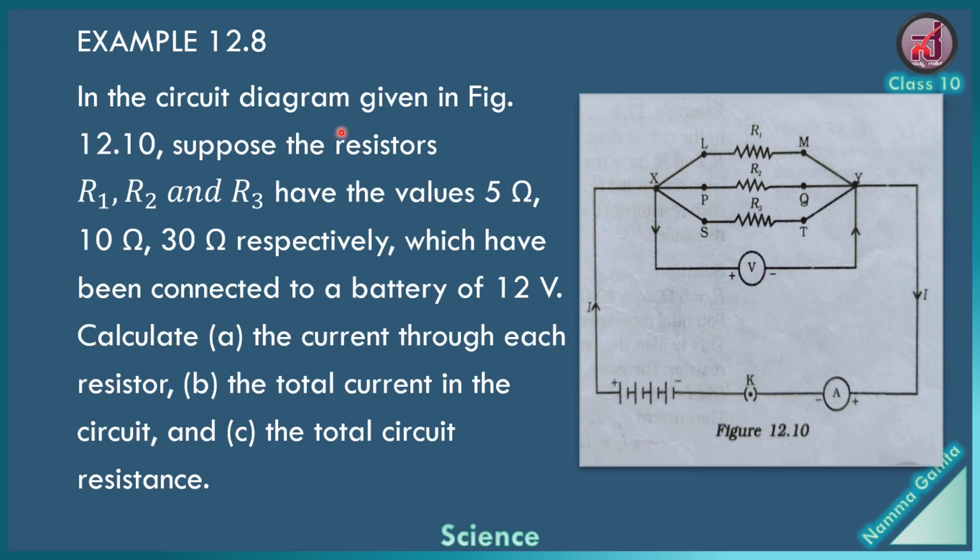In the circuit diagram given in figure 12.10, suppose the resistors R1, R2 and R3 have the values 5 ohm, 10 ohm, 30 ohm respectively, which have been connected to a battery of 12 volt. Calculate A. the current through each resistor, B. the total current in the circuit, and C. the total circuit resistance.